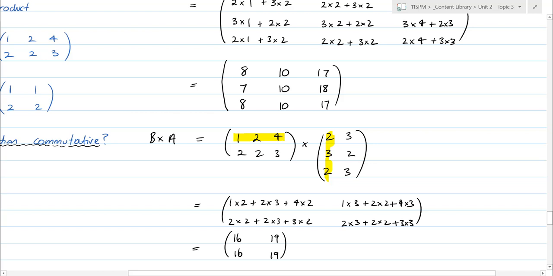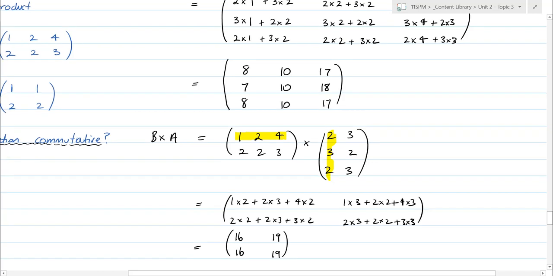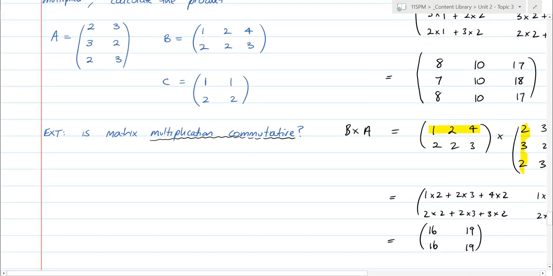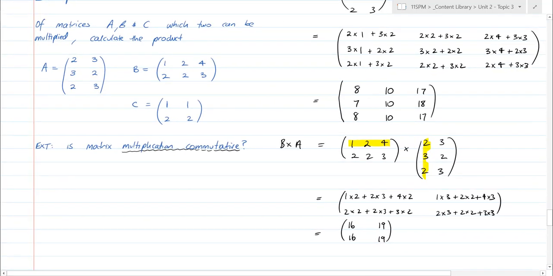That's it. That's matrix arithmetic. So the answer to the extension question, is matrix multiplication commutative? No, it's not. And it never will be unless you've got really distinct square matrices. They have to be square matrices to start with, and they have to be quite similar. So you might get some that are different. If you were squaring, you'd get the same, obviously.